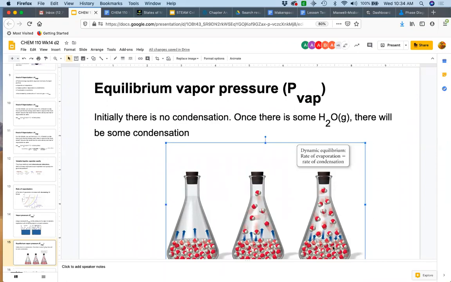Those water molecules are now in the gaseous phase, but they can exchange and condense back down into the liquid phase. A dynamic equilibrium is where the rate of evaporation, the rate at which a molecule escapes the liquid to become a gas, and the rate at which a gaseous molecule returns and becomes part of the liquid, are equal to each other. So when we think about equilibrium vapor pressure, we're saying that at this pressure, the rate of exchange is the same between a liquid and a gas.